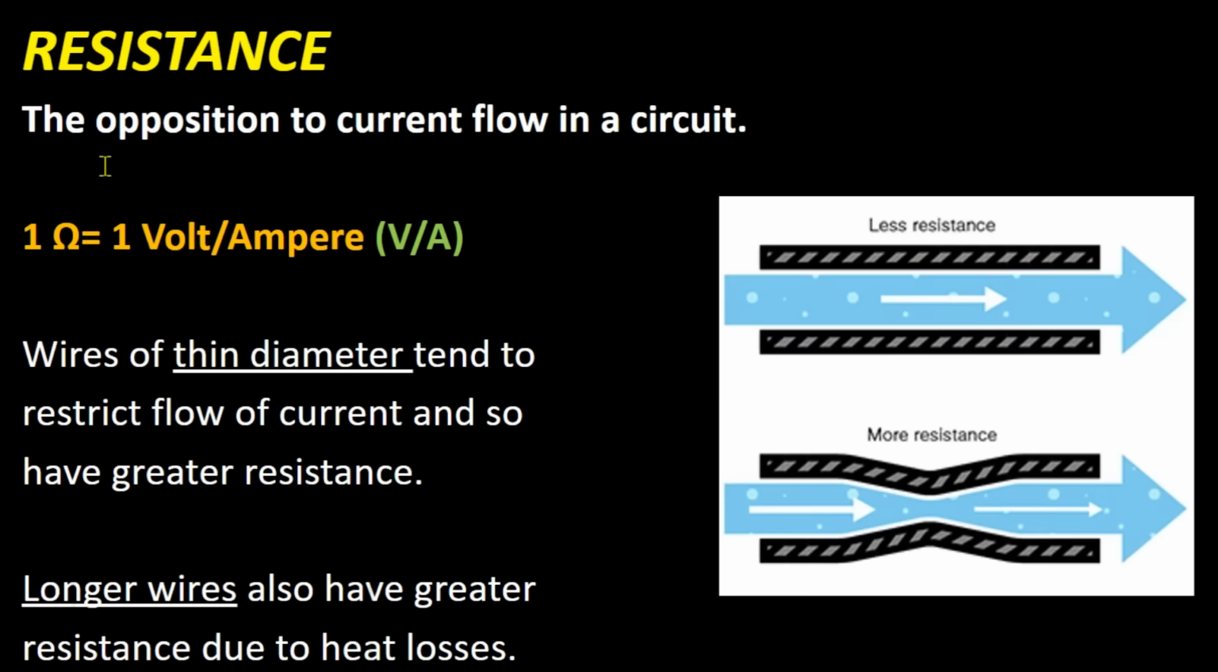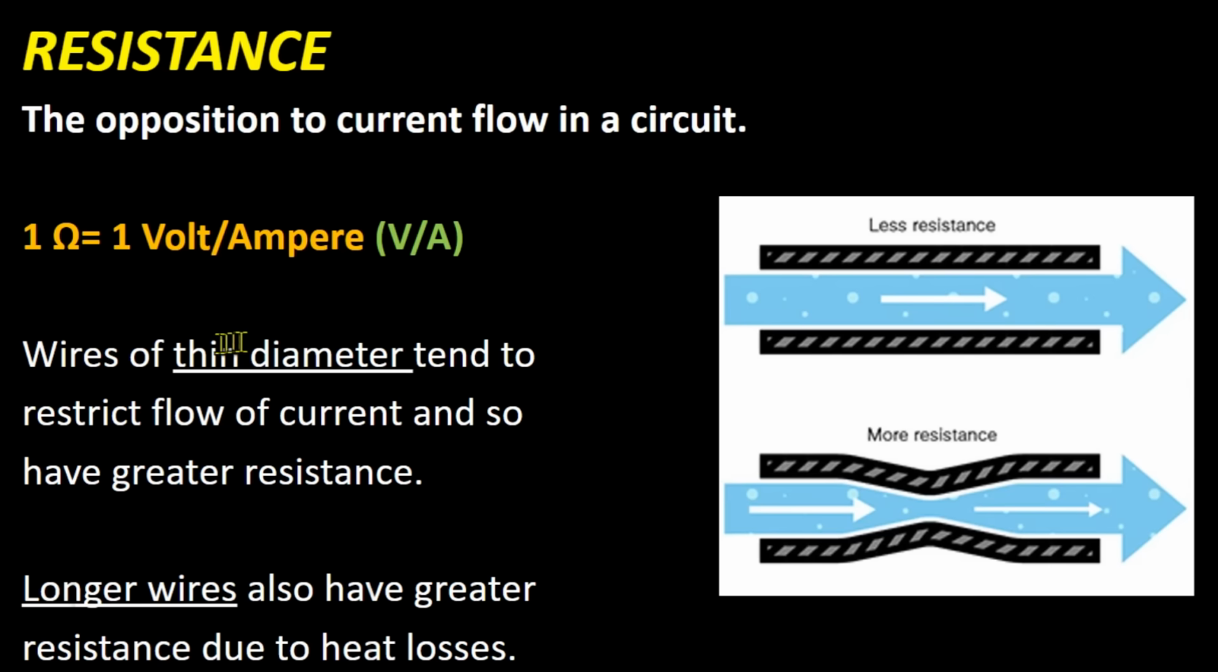Resistance is defined as the opposition to current flow in a circuit. So 1 ohm is equal to 1 volt per ampere. So here we can see an idea of resistance, where you would have a high flow of charges. Where you have resistance, you would have a lower flow of charges.